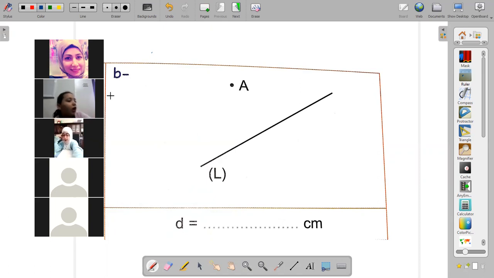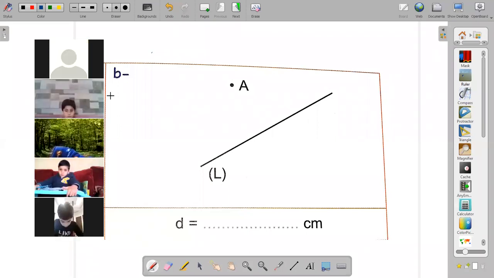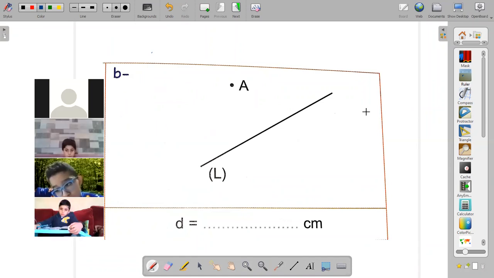Teacher, can I mute? Yes. Asim, did you draw the perpendicular line yet, teacher? I did. Did you do part A, Asim? Asim, I'm not hearing you.